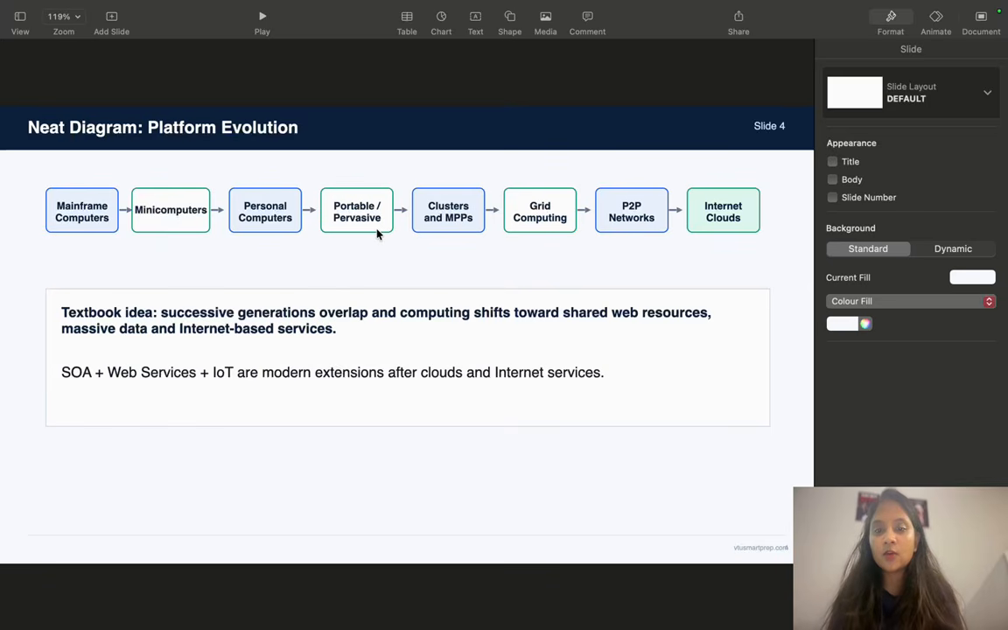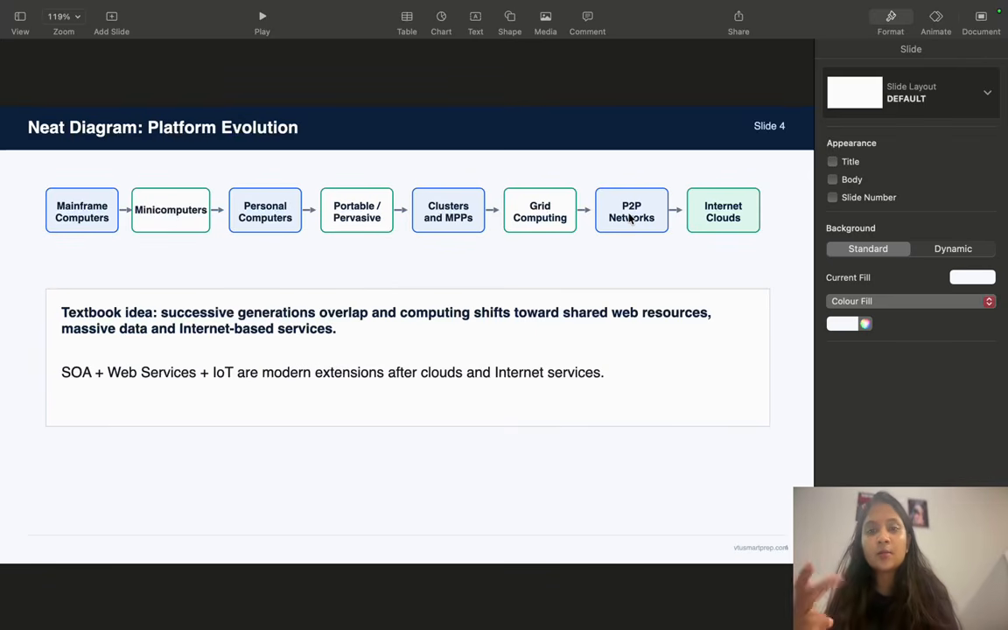Then it came with portable and pervasive devices, after that clusters and MPPs. Okay, and then you have grid computing, peer to peer networks, and then internet clouds. And then finally SOA, web services and IoTs. Okay, so in the exam you can draw this.